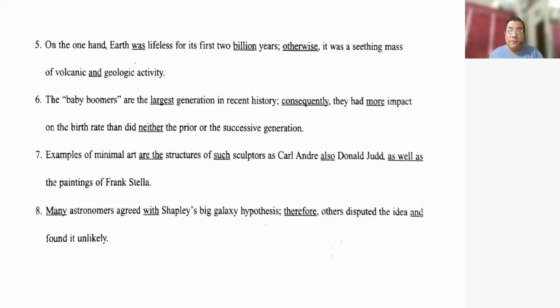Okay, let's focus on the first underline word. Earth was lifeless for its first 2 billion years. Looks fine because we're talking about the past. So this one is okay. Second one looks fine. Then we have otherwise, it was a seething mass of volcanic and geologic activity. Volcanic and geologic activity looks fine as well, but what about otherwise? This conjunctive adverb here is supposed to connect the two independent clauses.